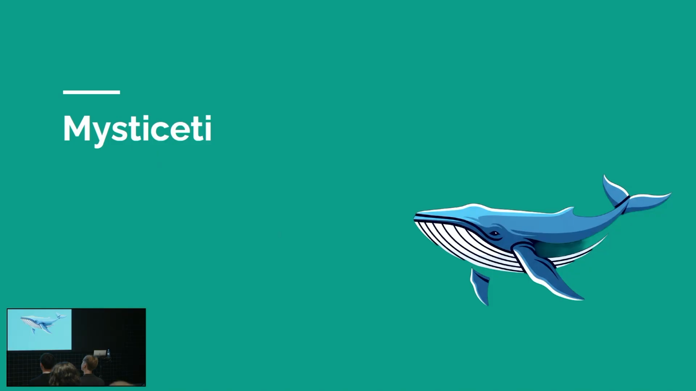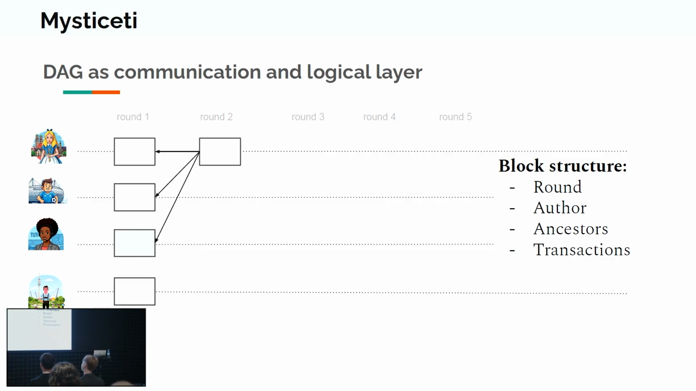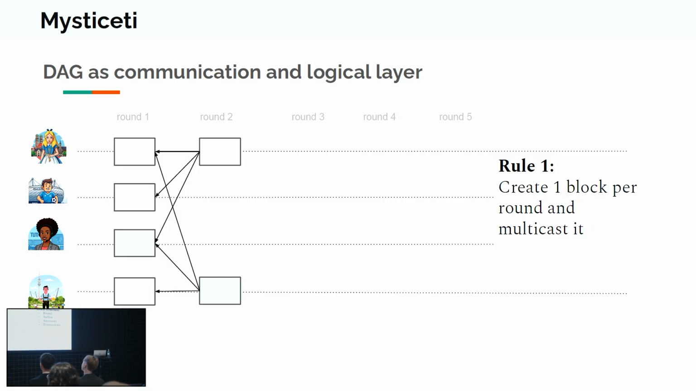And the second protocol that I'm going to talk about has a little bit different design. So here, every participant is a block proposer in every round, so we don't have this rotation between participants of who is going to create a block in a given round. Everybody creates their blocks. And that means that we have not one link to the blocks in the previous round, but possibly many links. So the first rule for building this DAG is that you need to create one block per round and multicast it, send it to everybody else.